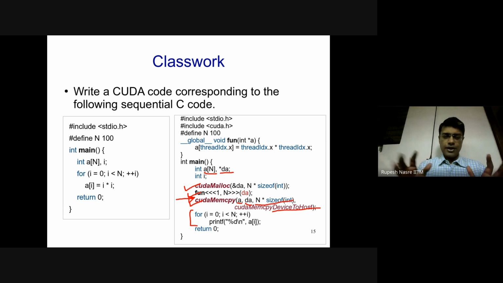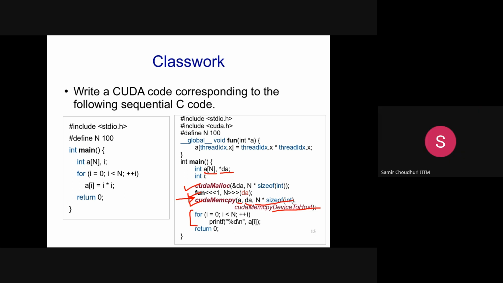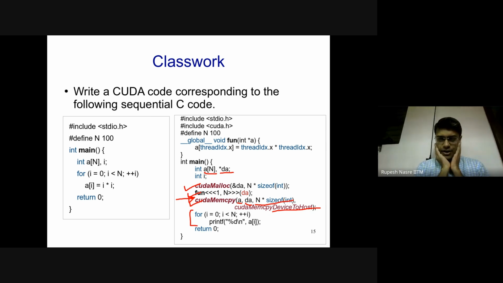So in a similar manner, if you don't remember, just put CUDA device synchronize after every kernel call. Good. Any other questions? Sir, you can't assign to thread ID actually. Sorry. Yeah, Samir, go ahead.